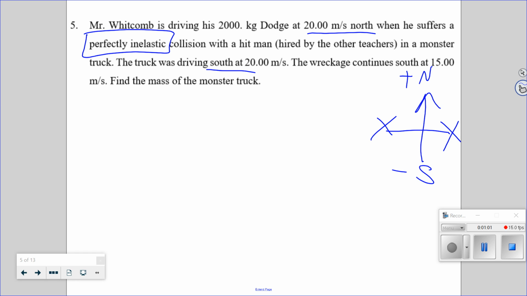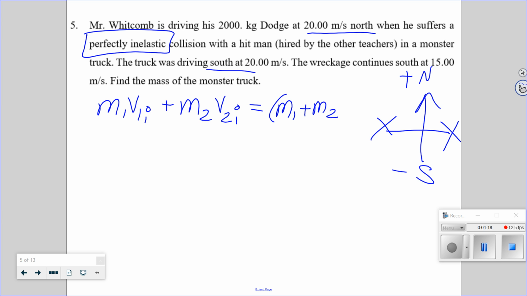Okay, so to get full credit, I need to write down the stuff from the equation sheet. They are vectors, of course. I know I have perfectly inelastic, so I can do m1 plus m2 and be final. Since this is a one-dimensional problem, I can use plus and minus for direction. Mass 1, if I don't remember that the Dodge is number 1, I can label them, and then the monster truck is the 2. You can write all over the test, use it to your advantage.